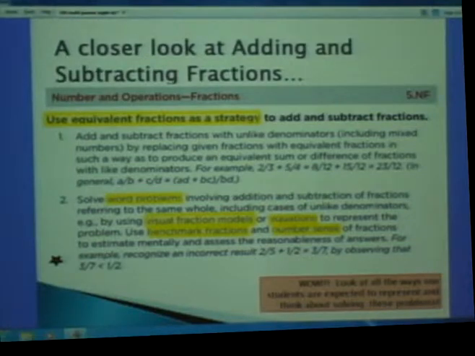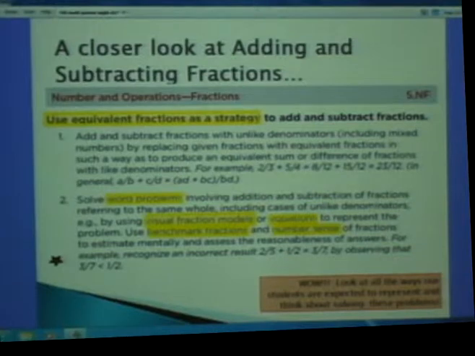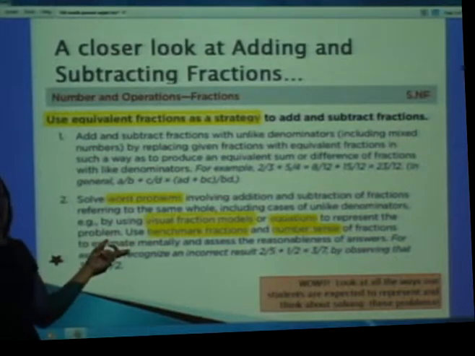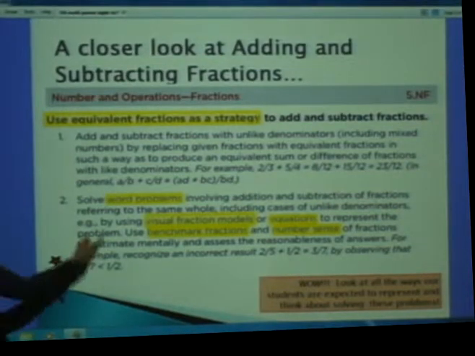They have to add and subtract fractions through word problems, which you've probably been seeing on those tests. Visual fraction models: the kids will tell you they've been working with fraction tiles. Equations, and benchmark fractions, which are 0, half, and 1 whole. Every child can picture what 0 is, what a half is, and what a whole is. So if we can teach them where those fractions land, at least they can figure my answer should be close to nothing, close to half, or close to a whole. And number sense.